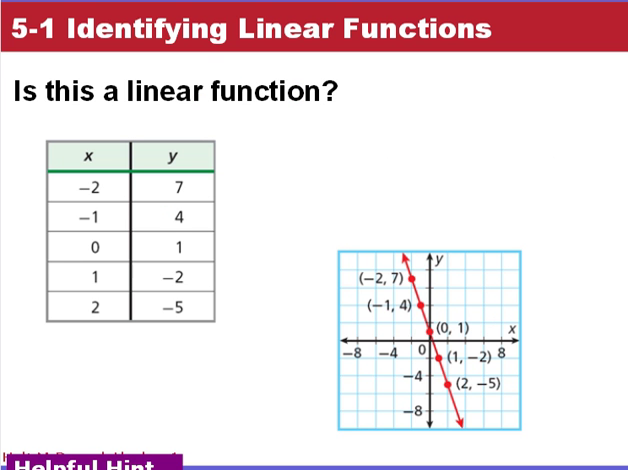So now we're looking at linear functions. We have a table here of ordered pairs, and they're graphed over here. So is this a linear function? This is a linear function. There's a constant change. When we graph those points, it's a line. We can also look at a pattern in the table to see if it's changing at a constant rate. As our x increases by 1, our y decreases by 3. So it's a constant rate of change.